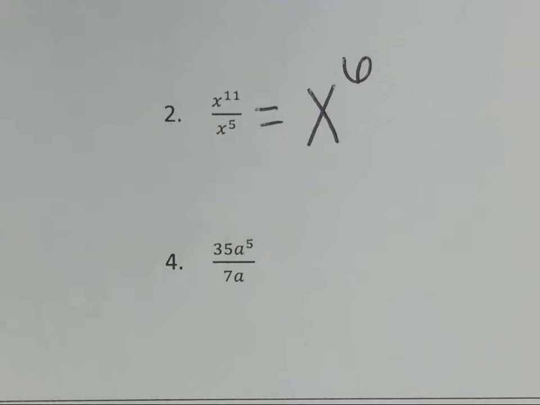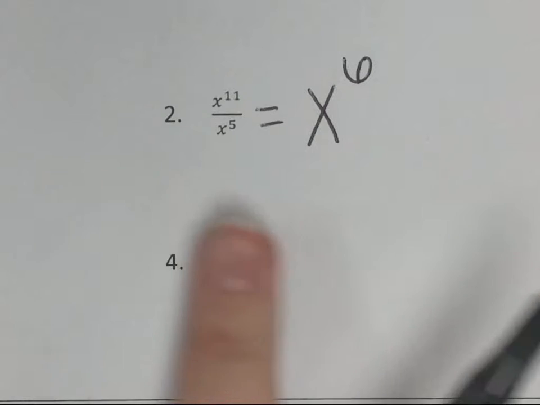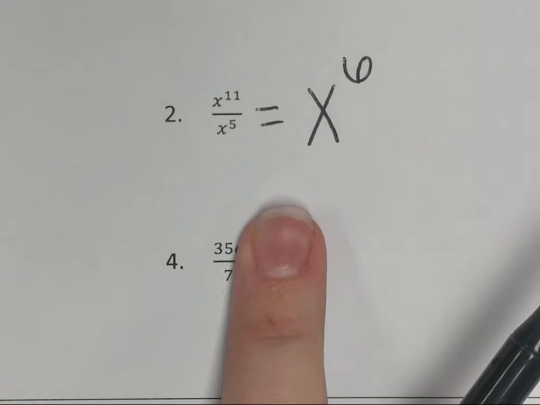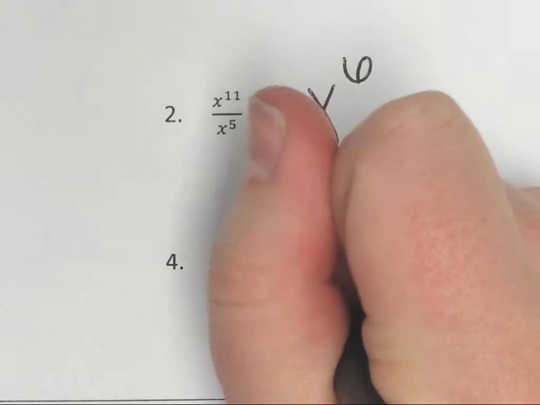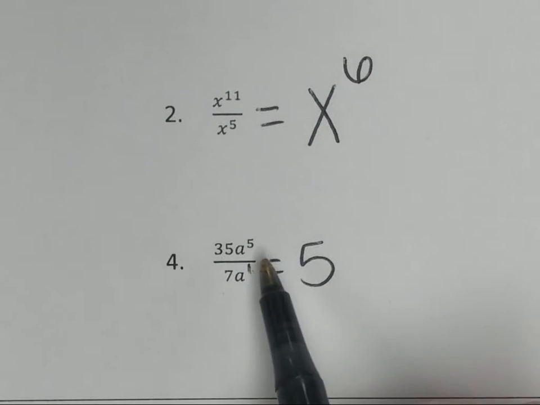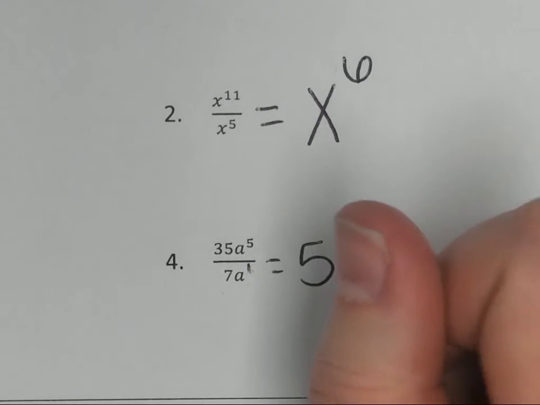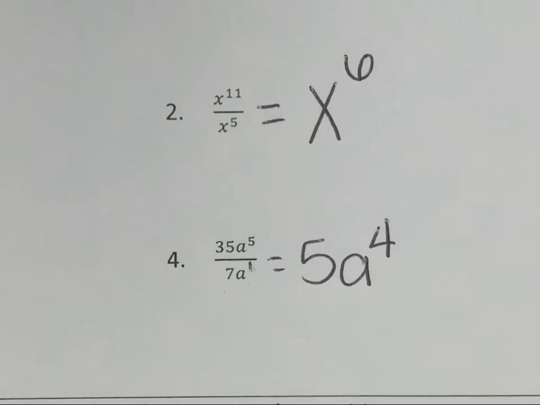Okay, 4 is a little trickier. We have 35a to the 5th divided by 7a. So what do we do with these coefficients? Divide. 35 divided by 7 is 5. What is this exponent down here? 1. So a to the 5th divided by a to the 1st gives us a to the 4th. 5 minus 1 is 4.